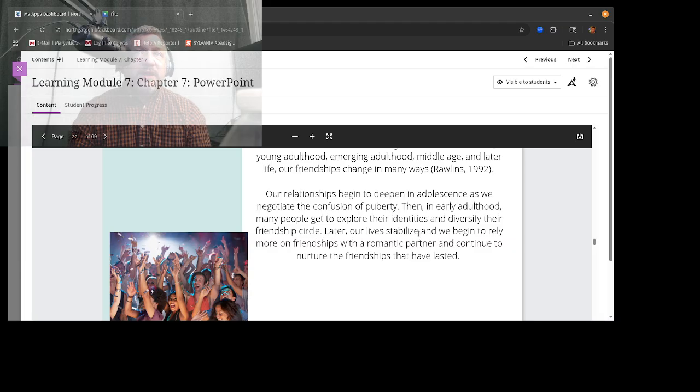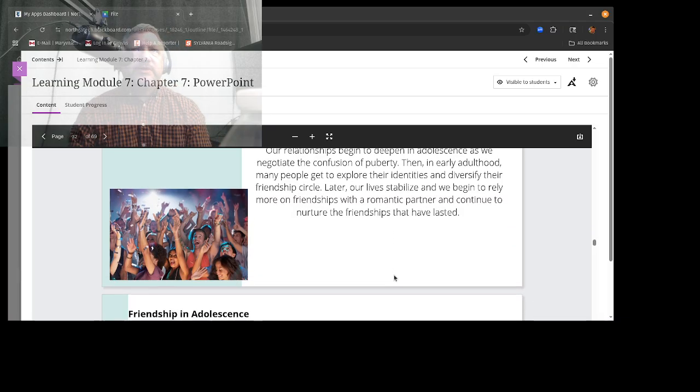But later in life, our lives stabilize. We begin to rely more on friendships with our romantic partner, and we continue to nurture the older friendships that have lasted through the days.